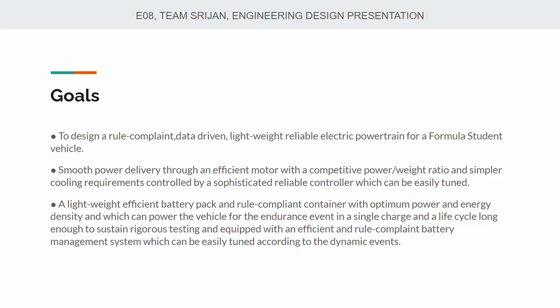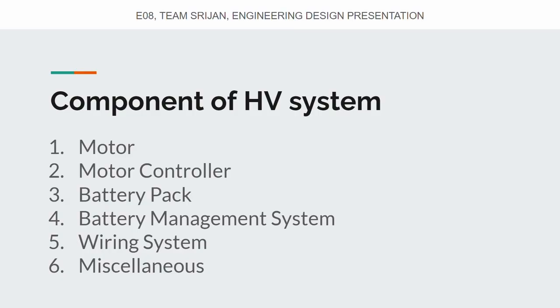Our goals for the powertrain of a vehicle can be summed up as follows: to design a rule-compliant, data-driven, lightweight, reliable electric powertrain for a Formula Student vehicle. This means smooth power delivery through an efficient motor with a competitive power-to-weight ratio and simpler cooling requirements, controlled by a sophisticated, reliable controller which can be easily tuned. It also needs a lightweight, efficient battery pack and rule-compliant container with optimum power and energy density, which can power the vehicle for the endurance event in a single charge, with an end of life cycle long enough to sustain rigorous testing, and equipped with an efficient and rule-compliant battery management system which can be easily tuned according to the dynamic components of the HV system.